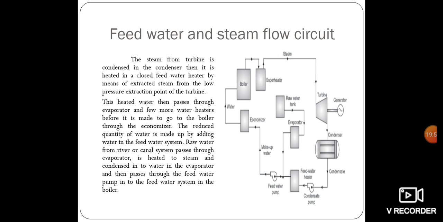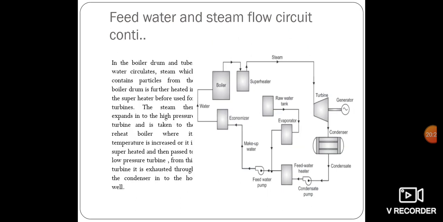So here the steam flows from the boiler. After it is directed towards the turbine, it then again flows to the condenser, wherein the water is condensed, and the loss of water is compensated by the river water or the canal water. Feed water and steam flow circuit. In this we have some more points.